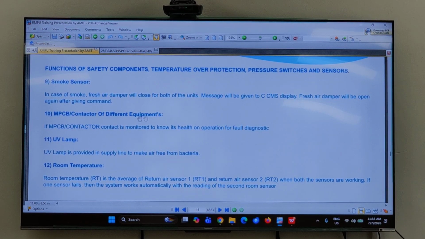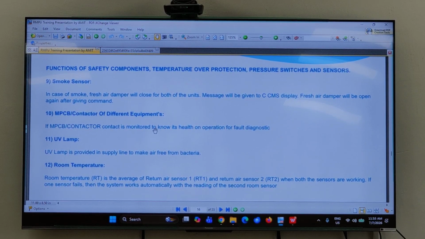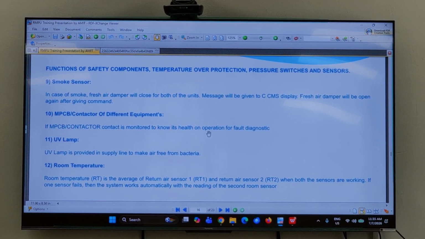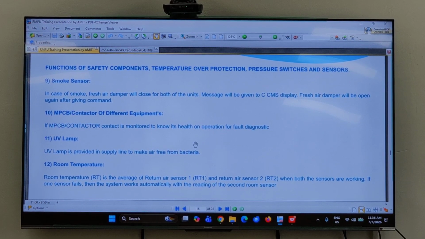Then MPCB of the different equipment. In MPCB, the contact is monitored to know the health of operation for fault diagnosis. So MPCB is provided, and if there is any motor related issue, like a short circuit, the MPCB will trip, so that we are going to recover.